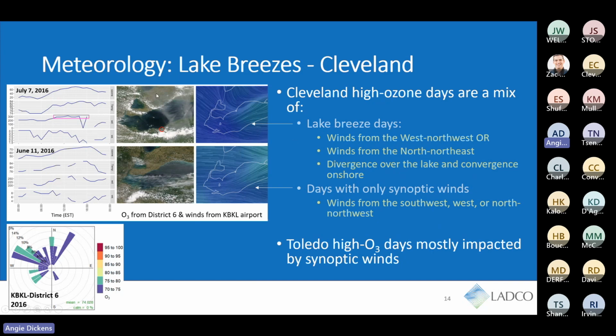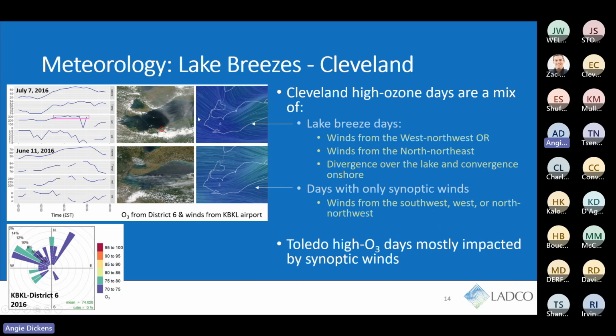Lake breeze days, this is one example. You see this is that clear lake breeze pattern in the satellite I'm talking about, where you can very clearly see the lake breeze fronts, where the winds are pushing outward, coming onshore and converging. So these are our convergence fronts. Very clear there.